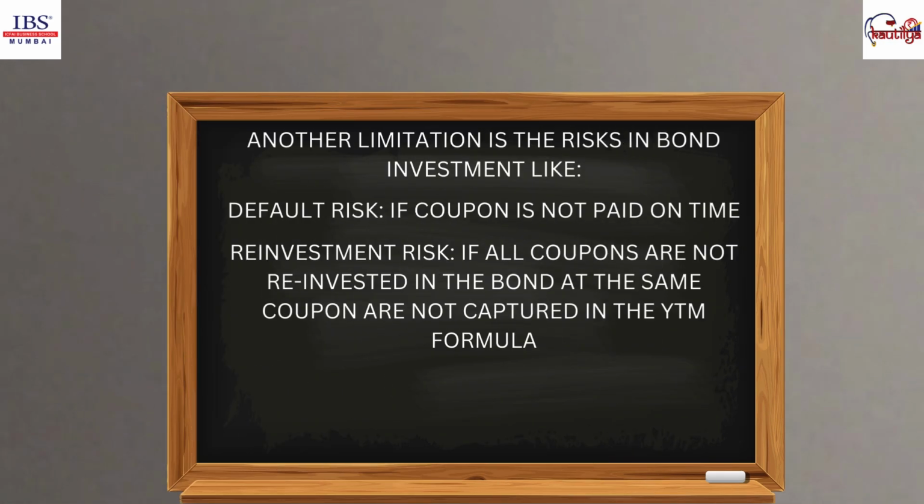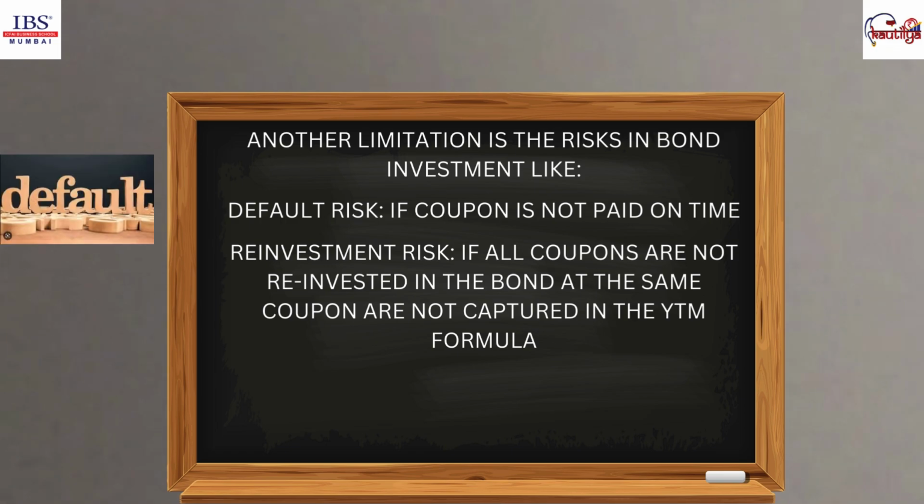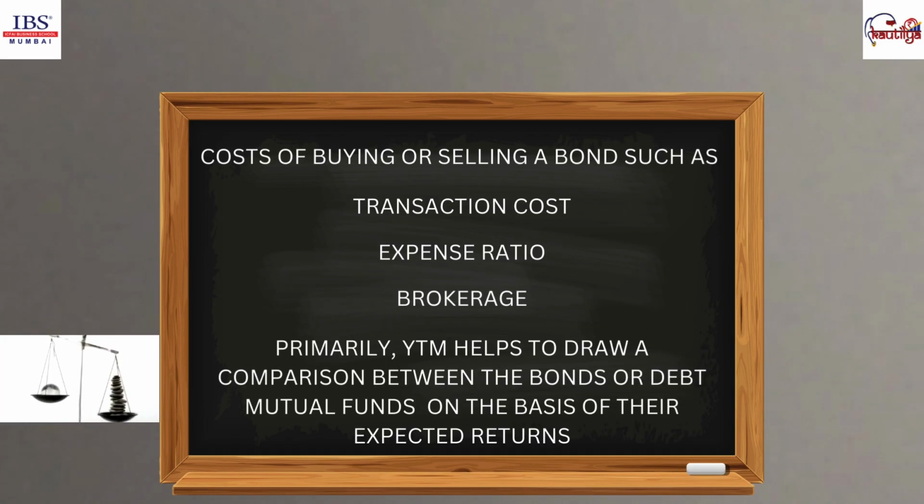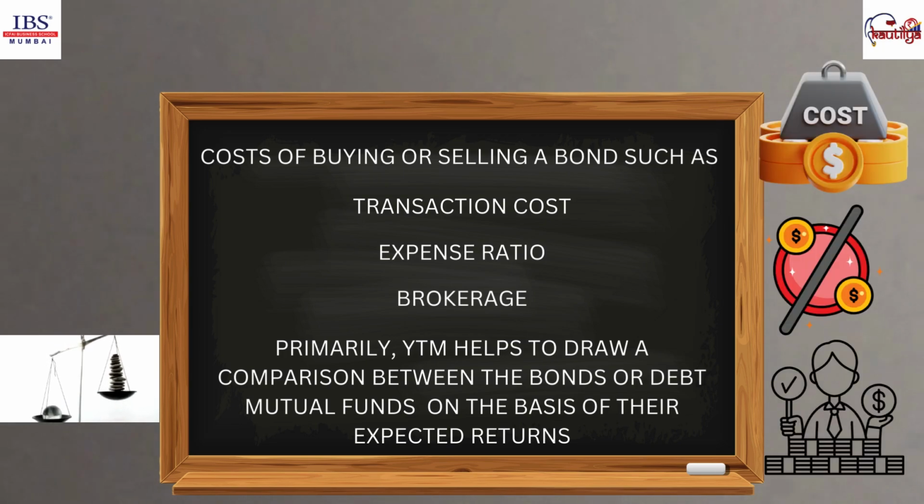Another limitation is that the risks of bond investment, like default risk, if payment of a coupon is not made on time, or reinvestment risk, if all coupons are not reinvested in the bond at the same coupon, are not captured in the YTM formula. The costs of buying or selling a bond, such as transaction costs, expense ratio, brokerage, etc., are also not taken into consideration.